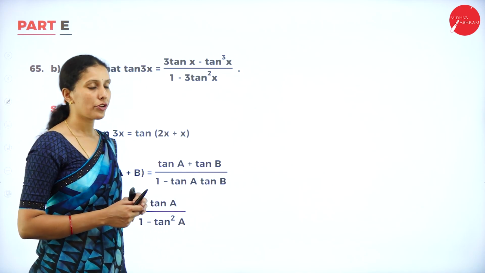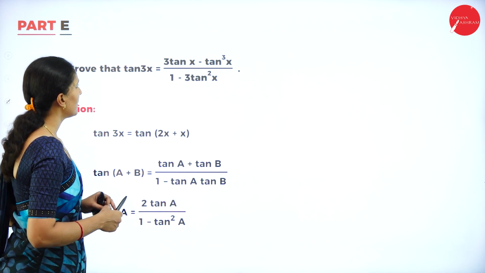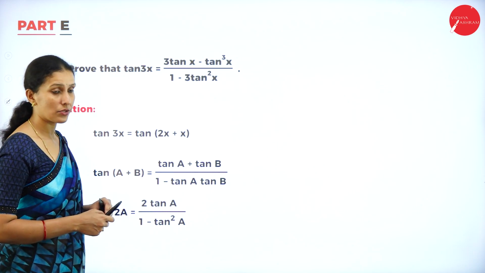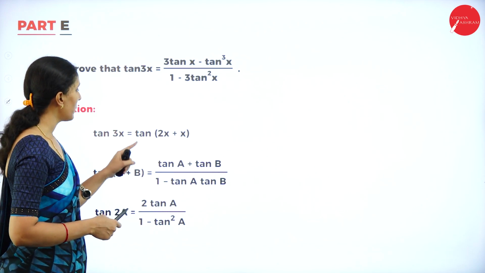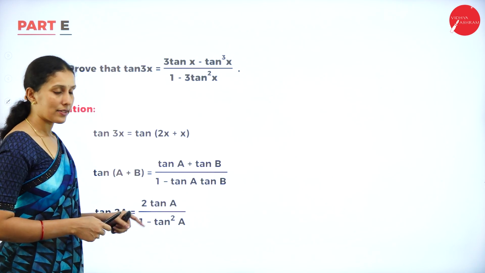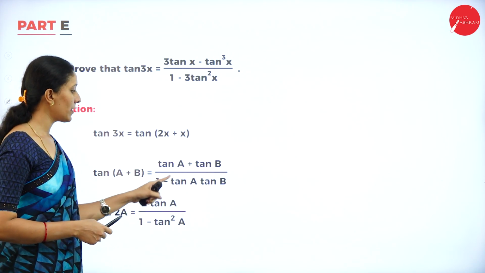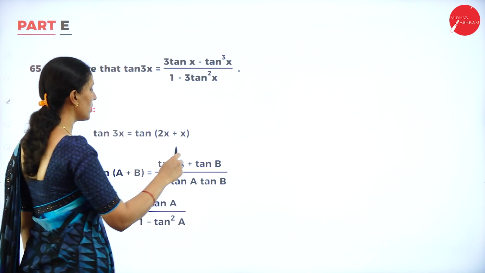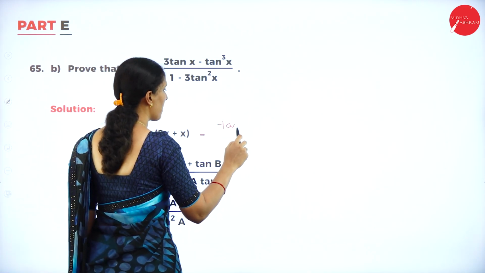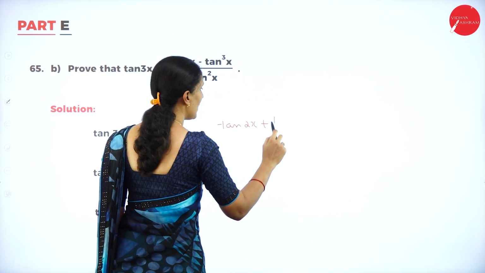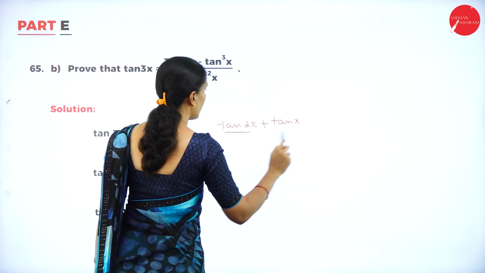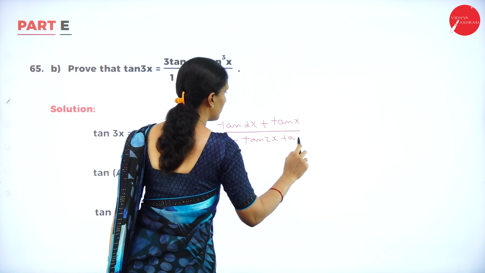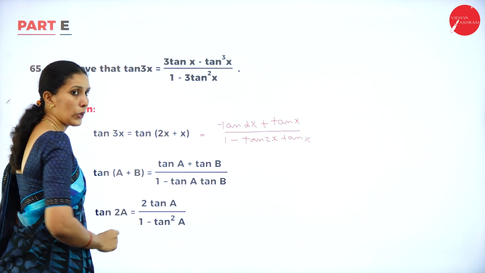Next, a sub question added to it is prove that tan 3x is 3 tan x minus tan cube x divided by 1 minus 3 tan square x. So tan 3x can be written as tan of 2x plus x. We know the formula of tan a plus b is tan a plus tan b divided by 1 minus tan a tan b. Hence using this we can write this as tan 2x plus tan x divided by 1 minus tan 2x tan x. Again we have tan 2x there.